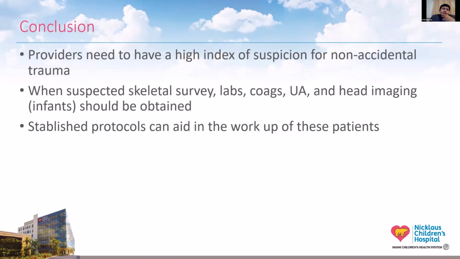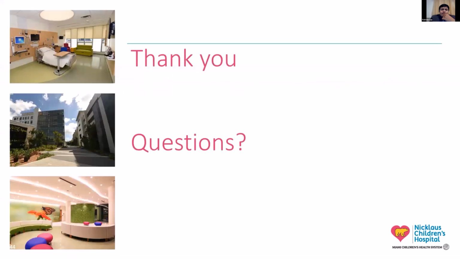So in conclusion, providers need to have a high index of suspicion for non-accidental trauma. When suspected, a skeletal survey, labs, coags, UA, and head imaging in infants can be done. And established protocols can sometimes help in working up these patients.